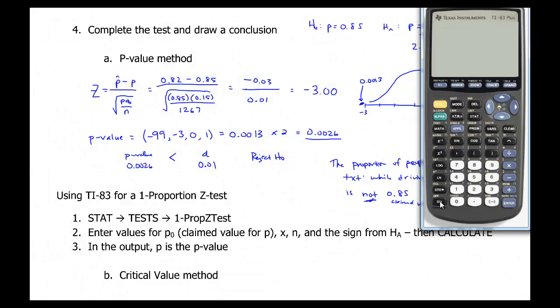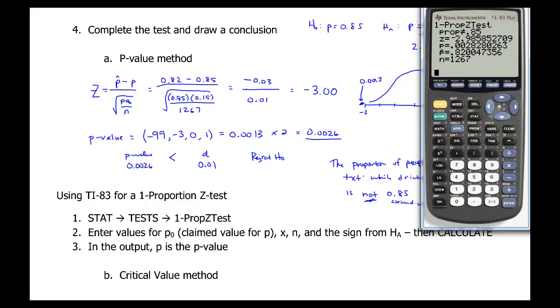Again, we'll get the same result. Under the stat menu, over to tests, and we're doing a one proportion z-test, and that is number 5. So the claimed proportion from the null hypothesis is what goes in for p0, and that's 0.85. X was 1039, N was 1267. The alternative hypothesis was different, so we're going to use not equal to, and then we want to calculate. And here's our result.